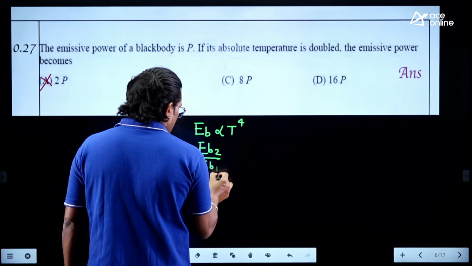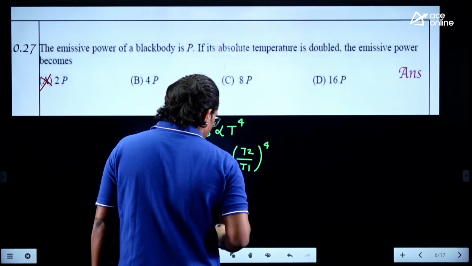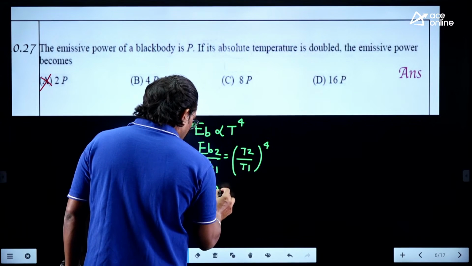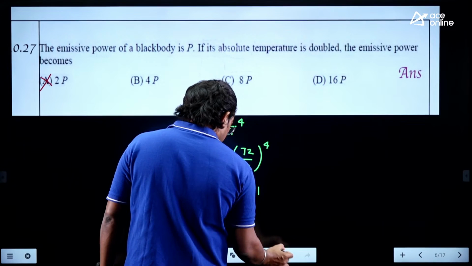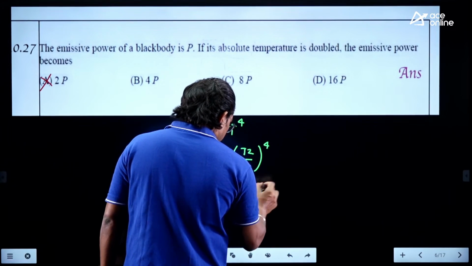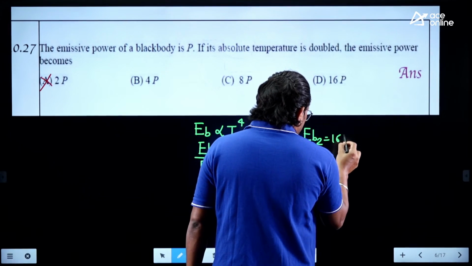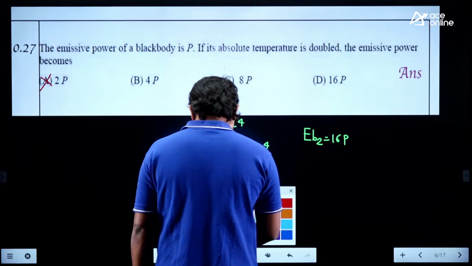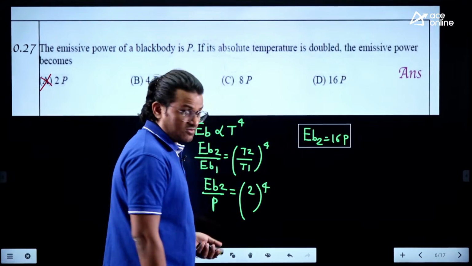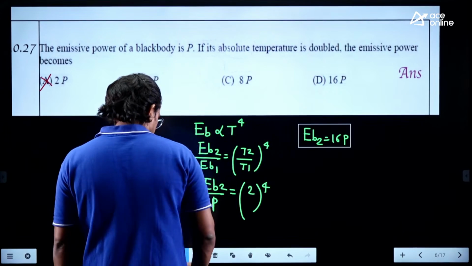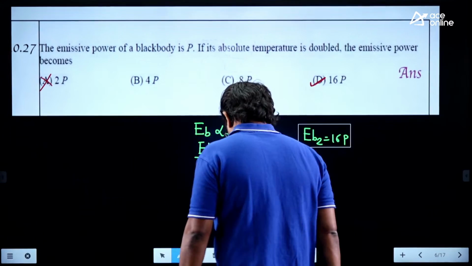EB2 by EB1 equals T2 by T1 raised to power 4. So, EB2 by P is 2 raised to power 4, so that is 16. So, EB2 is equal to 16P. So, this should be the answer, because it is raised to power 4. So, you should go for option D, 16 times P.